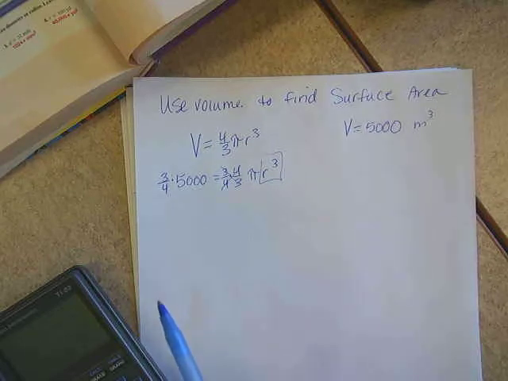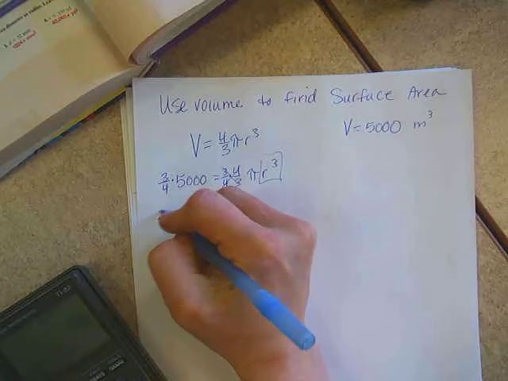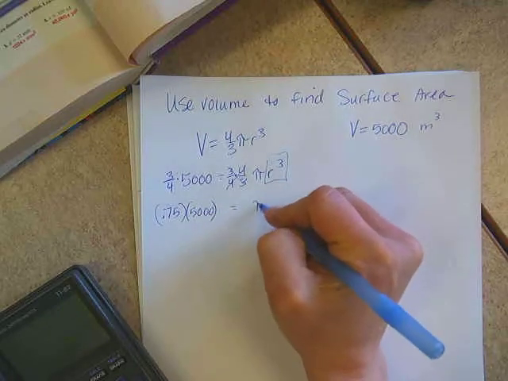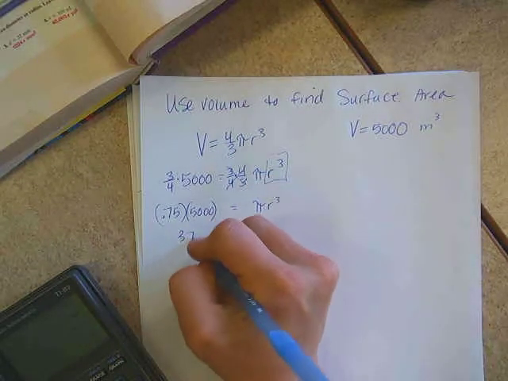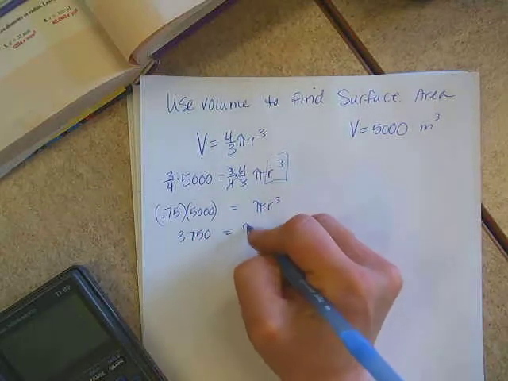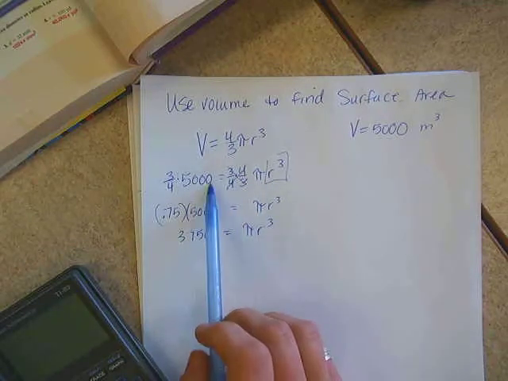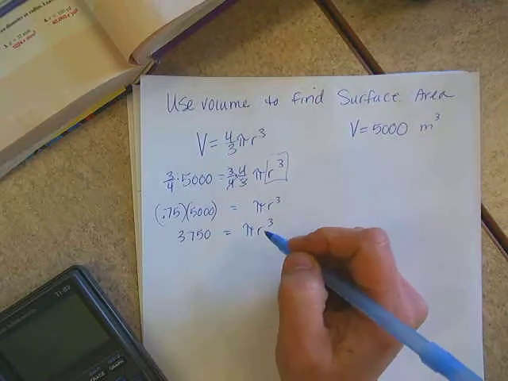So if you want to do 0.75 times 5,000, that would be a quick way to take care of times 3 and divided by 4. So 0.75 times 5,000 is 3750. Otherwise, you would have to multiply by 3 and divide by 4 if you didn't remember to use 0.75.